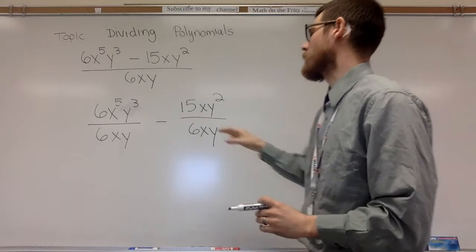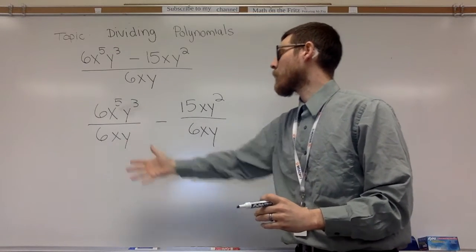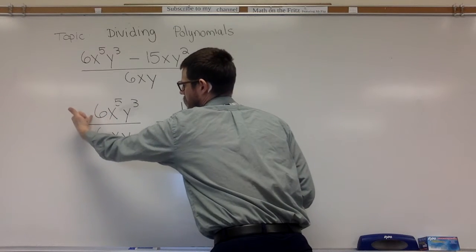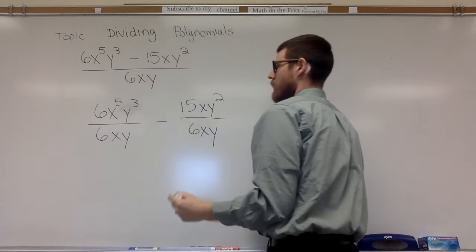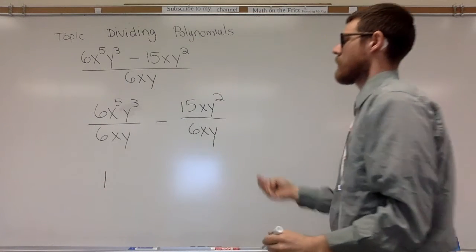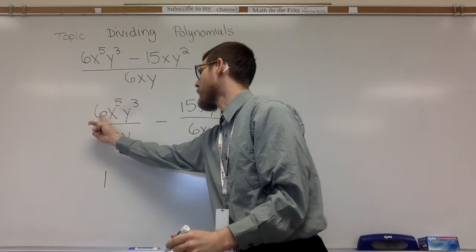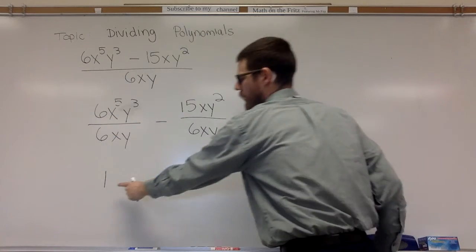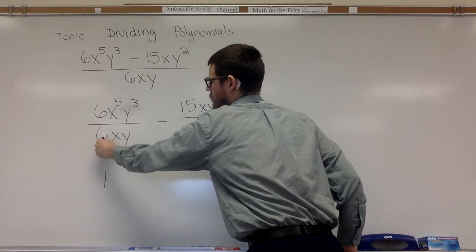So I'm going to split this into two problems, and now I'm going to simplify each one separately, starting with division. 6 divided by 6 is 1. So I just have the number 1. I don't even need to write it because it's multiplication. I know that when I multiply 1 times a number, it's just going to be the number. So I'm putting the 1 there just to show that I divided these.